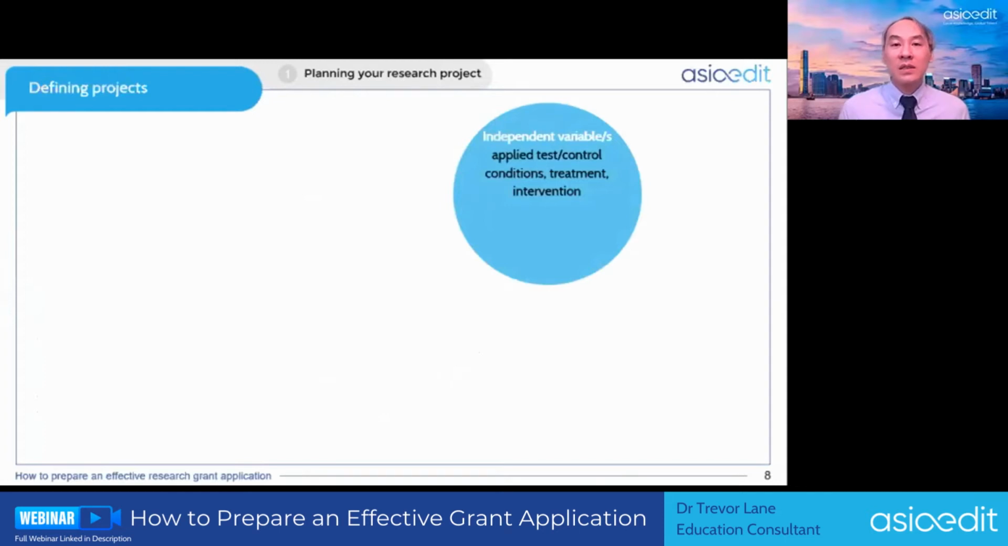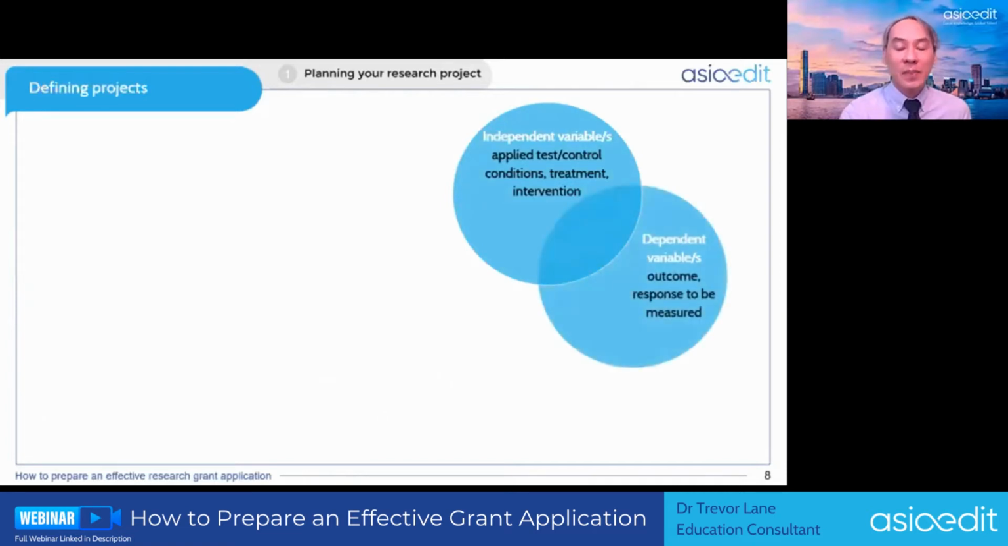So many experimental types of research or observational types of research will need an independent variable. So this is the applied or test or control conditions or the treatment or intervention. So think of independent as the intervention. They both begin with I and N. And then the dependent variable is what you're measuring. So this is sometimes called the outcome variable or the response that you're measuring.